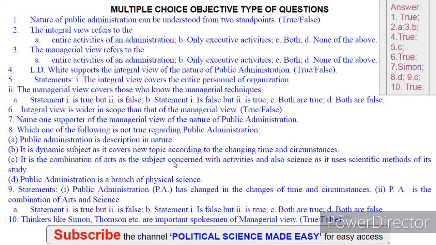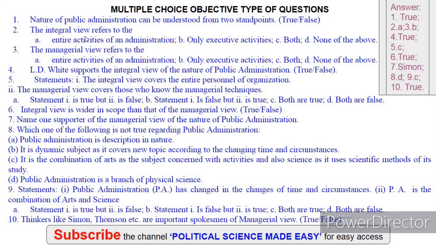So the type of question is also very important from the examination point of view. Now we're going to this important topic. Here some multiple choice objective type questions are given. Number one, the nature of public administration can be understood from two standpoints. True or false? Definitely it is true.